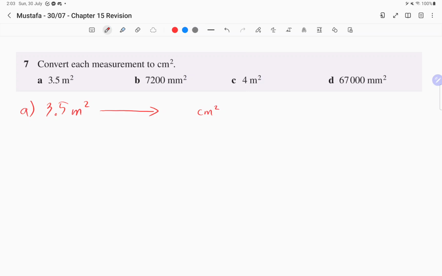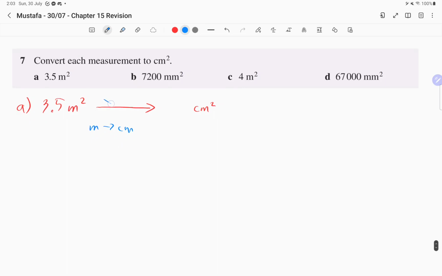When you're converting from meter squared to centimeter squared, first you think from meter to centimeter, is it times or divide? Times, right? Because 1 meter has 100 centimeters. So the ratio is 100. But because you're doing squared, you also square the ratio. Does it make sense?